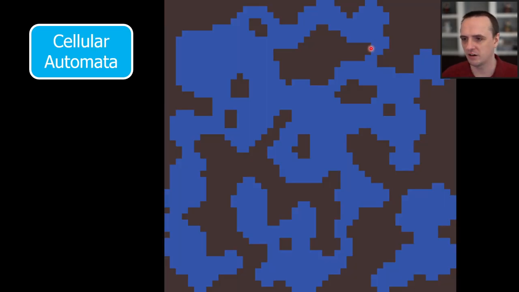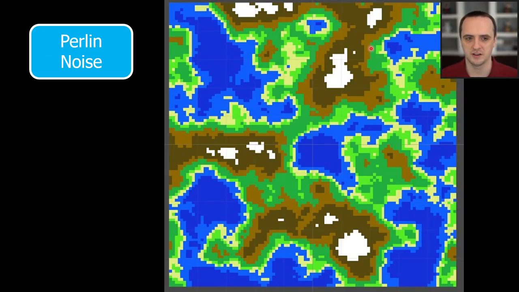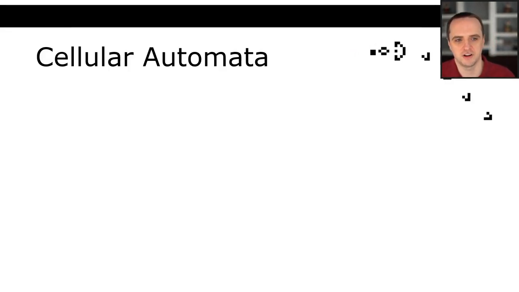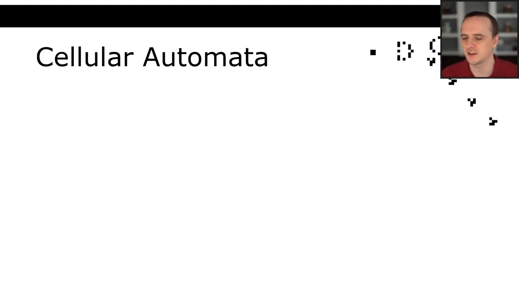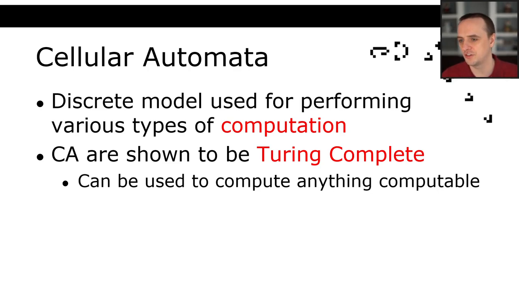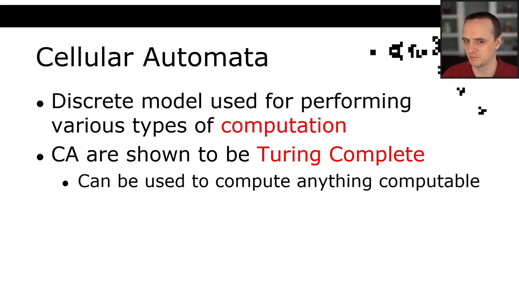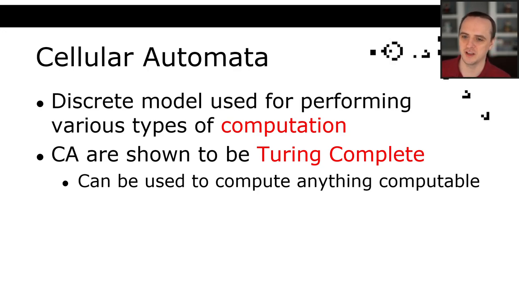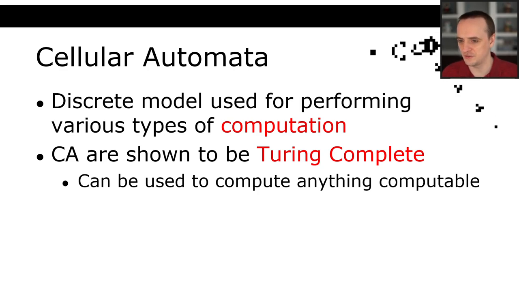So we're going to talk about cellular automata first, and then we're going to talk about Perlin noise at the end of the lecture. So what are cellular automata? Have any of you heard of cellular automata before? Maybe you've taken a course that showed them before. Well, cellular automata are a discrete model used for performing various types of computation. What do I mean by various types of computation? Well, it turns out that if you're a theory nerd, cellular automata are actually Turing complete. So you can write cellular automata that literally can compute anything that's computable. Now, you wouldn't necessarily want to do that outside of an academic setting, because it would be incredibly slow to write Windows in a cellular automata, but it could be done if you really want to.